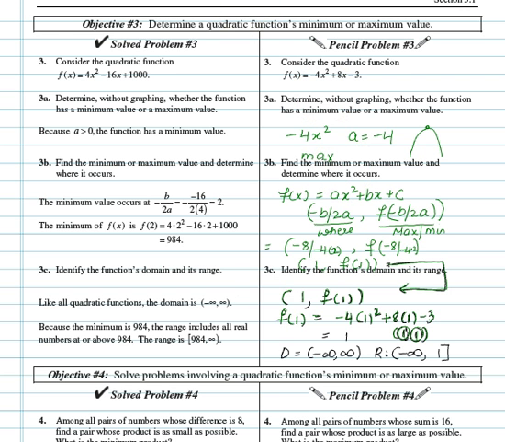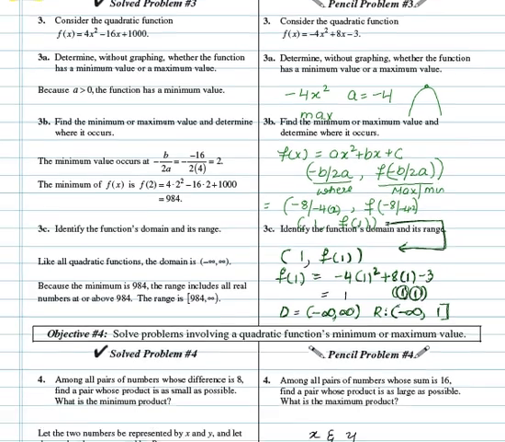Now domain. Finding the domain of this function. This is a quadratic, so the domain is all real numbers. And the range, remember we just found out the maximum value of this. The maximum value is 1, which is included, and the minimum value would be negative infinity. And that is the range of this function.